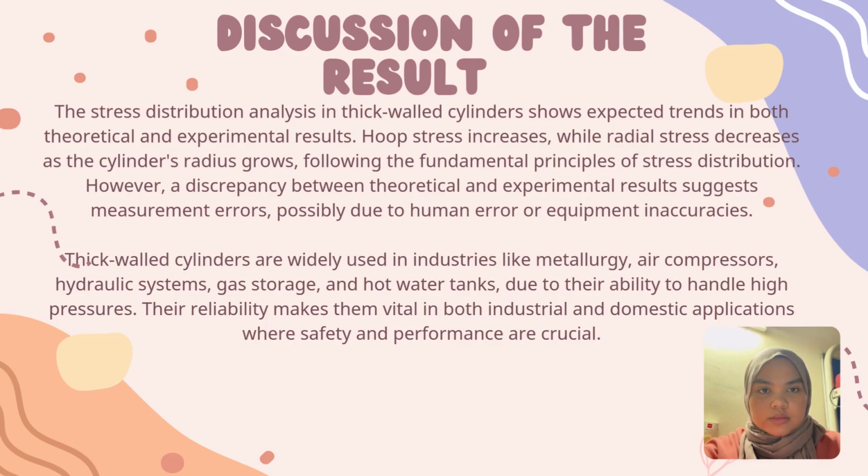theoretical. For discussion of the result, the stress distribution analysis in thick wall cylinders shows expected trends in both theoretical and experimental results. Hoop stress increases while radial stress decreases as the cylinder's radius grows. Following the fundamental principle of stress distribution, however, a discrepancy between theoretical and experimental results suggests measurement error, possibly due to human error or equipment inaccuracies.